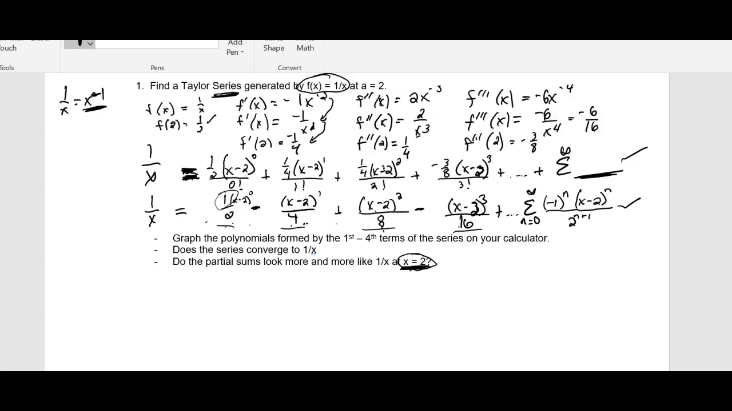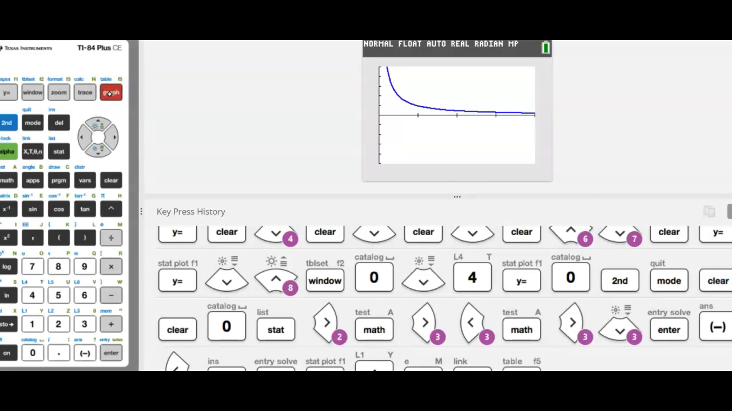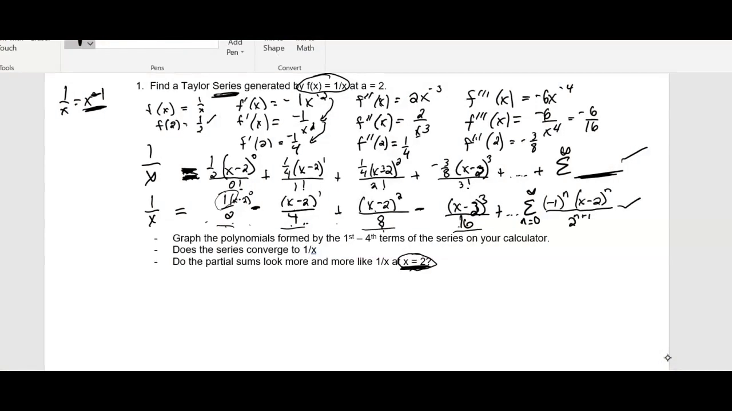So now what that would mean is if we go to graph this, this is 1 over x. So if I were to graph that, the reason I have my window set is so we can see what's going on at 2, since that's where we are centered at. And you can see that's what this looks like. Pay close attention to what's happening at the x value of 2. If we then go back to our graph, I want you to graph the first term, second term, third term, fourth term, so on and so forth.